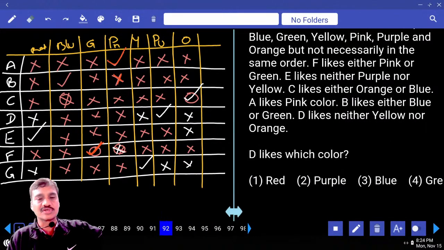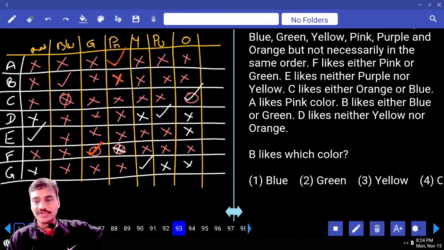Who likes yellow color? The one who likes yellow color is Z, that is choice 391. 92, D likes which color? D likes purple, purple, that is choice 292. Then 93, B likes which color? Now this B likes blue color, blue, that is choice 1.